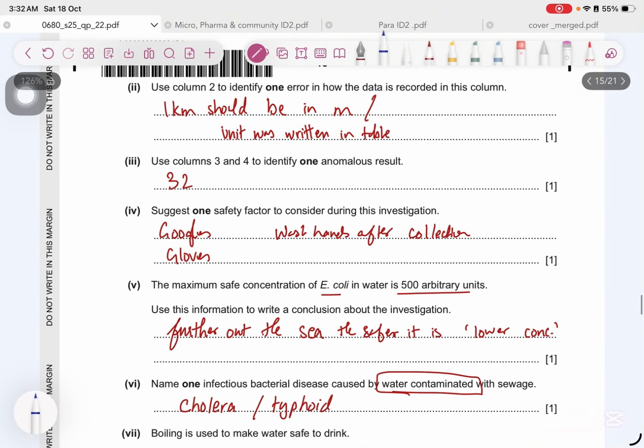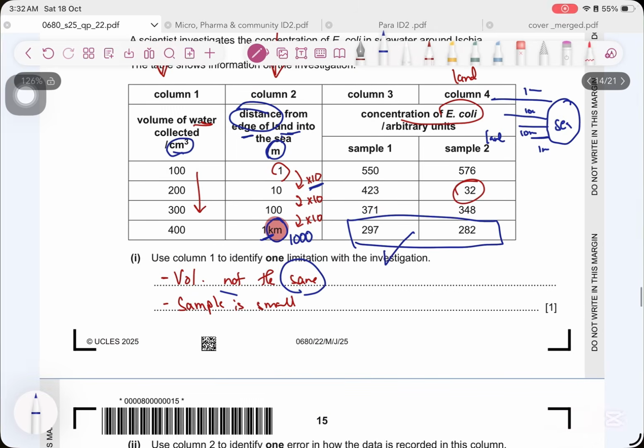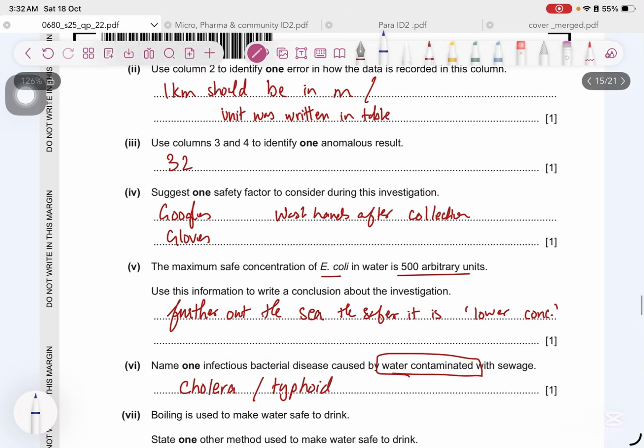Use column 3 and 4 to identify one anomalous result. 3 and 4 here. As you can see, they're in the hundreds. So 32 is actually weird.